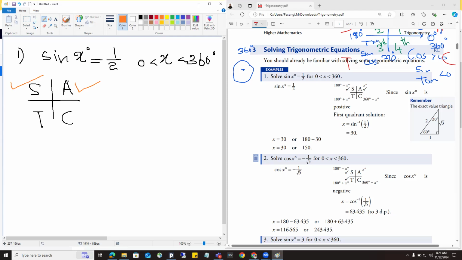Correct. Now what will happen? First, we can find out the first quadrant value. If it's the first quadrant value, it's easy because sin x is equal to half. Then we know that x is equal to sine inverse half. Sine inverse half means actually that is 30 degrees. That means that angle is somewhere around here.